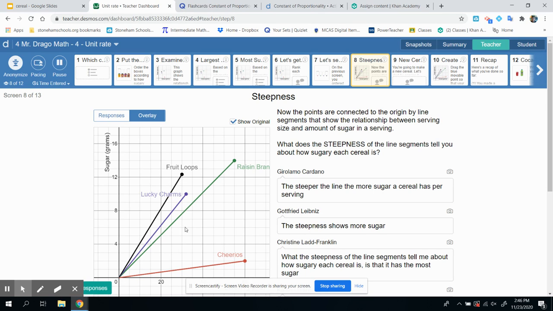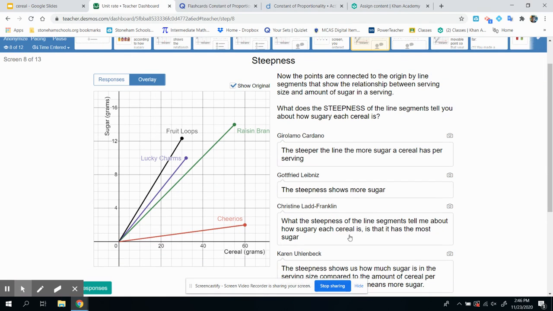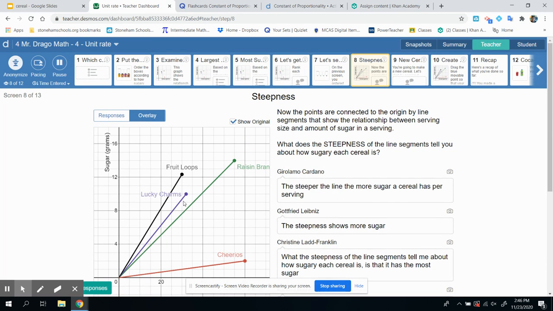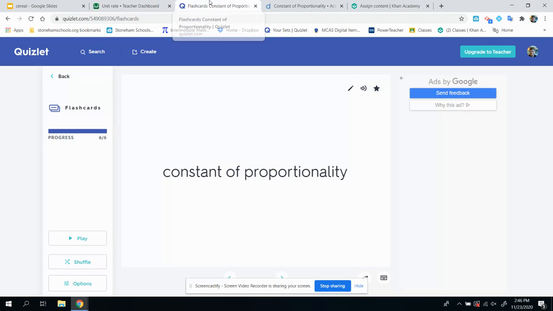And it asks you to describe the lines, and here are some answers we got. The steeper the line, the more sugar a cereal has, right? And that's true. The steepness shows more sugar, right? It tells you how sugary each cereal is, the steepness does, right? So all of these answers tell us about how sugary the cereal is, and the steeper the line, the more sugary it is, right? Okay.